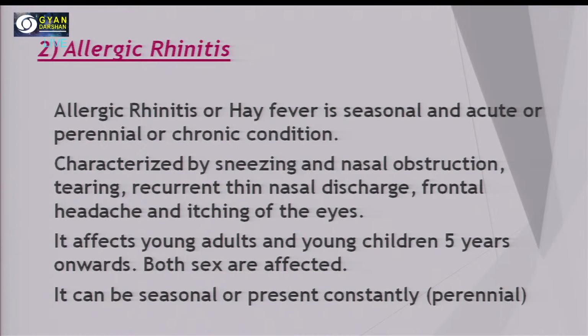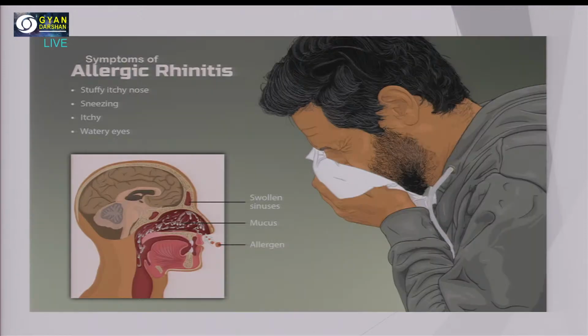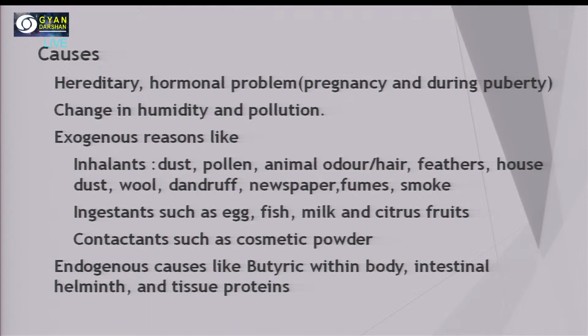It affects young adults as well as young children 5 years onwards, and both genders are involved. It can be seasonal or continuously present. So these are the symptoms of allergic rhinitis. Usually there are swollen sinuses, mucus as well as allergens, and usually the patient has an itchy nose, sneezing and watery eyes. What are the causes? As I already told, it can be hereditary or hormonal changes in females during pregnancy or puberty. There can also be changes in humidity and pollution.